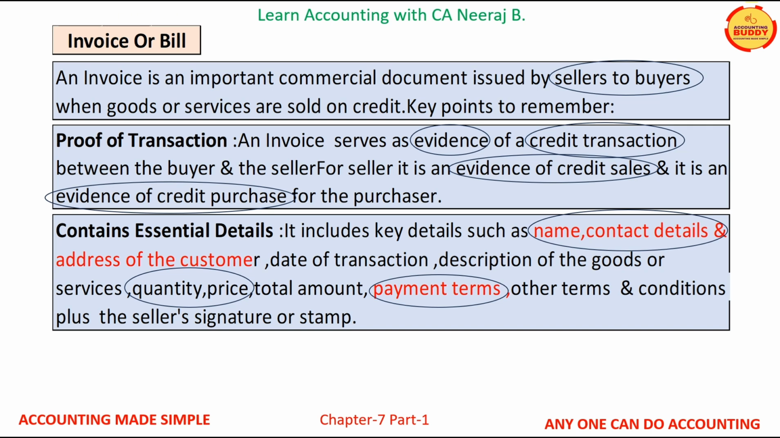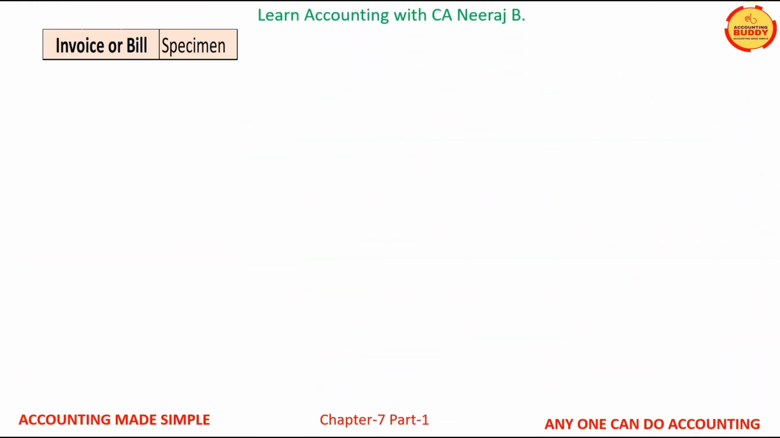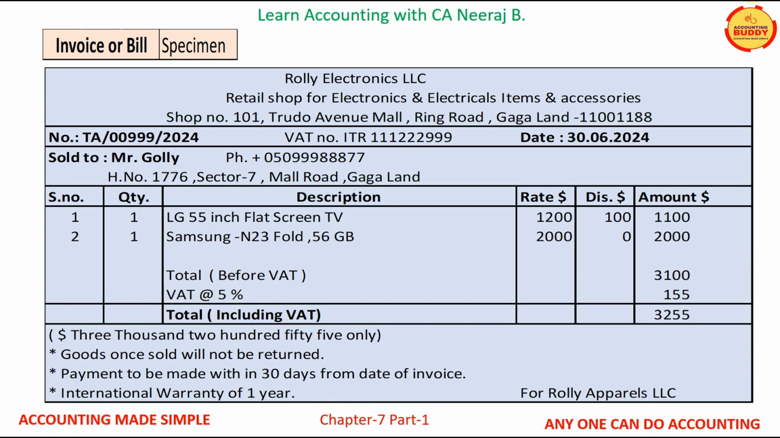An invoice also ensures tax compliance. It often includes applicable taxes like GST or VAT and can be used for tax reporting purposes by both the buyers and the sellers. Let us learn more about an invoice with the help of a specimen of a bill displayed on your screen. The trade name and the business address represents the legal entity issuing the bill.